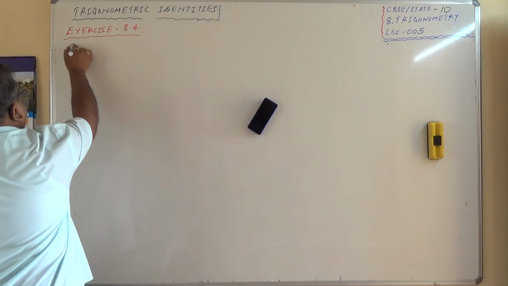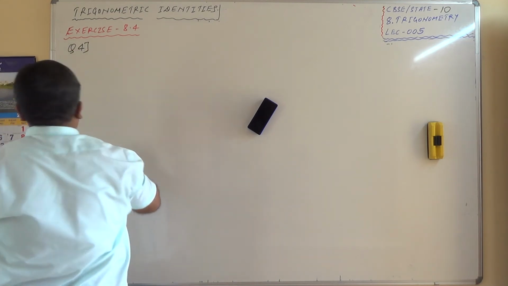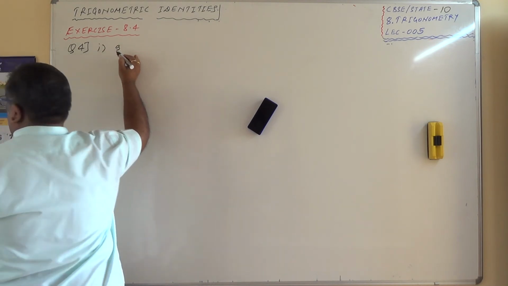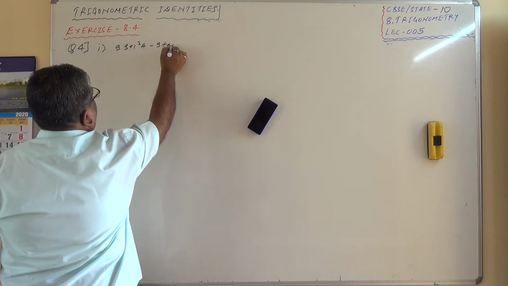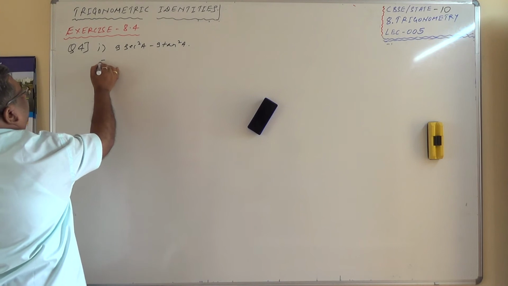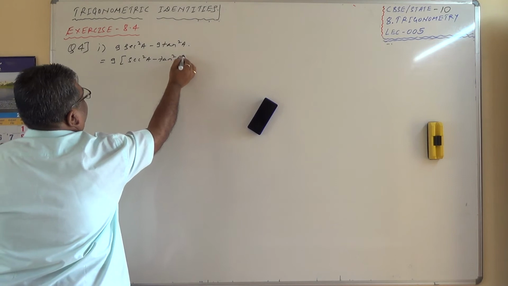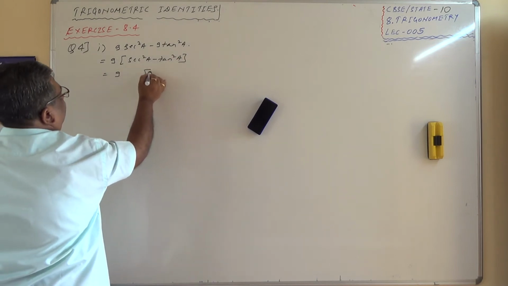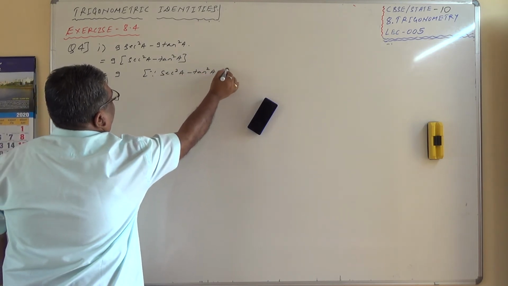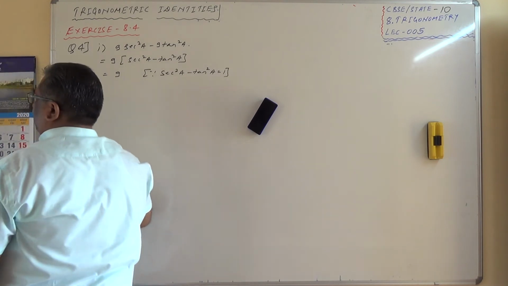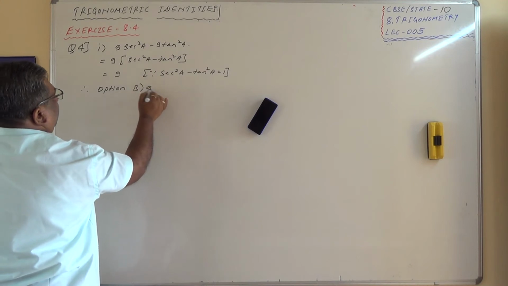Question 4. Choose the correct option. Justify your choice. First one, 9 sec square A minus 9 tan square A. 9 into bracket sec square A minus tan square A, which equals 9, because sec square A minus tan square A equals 1. Therefore option P. Nine is the answer.